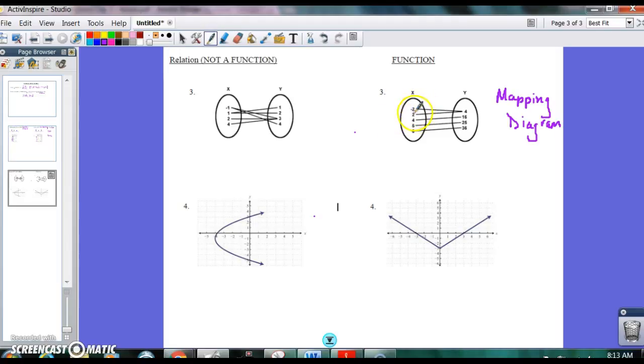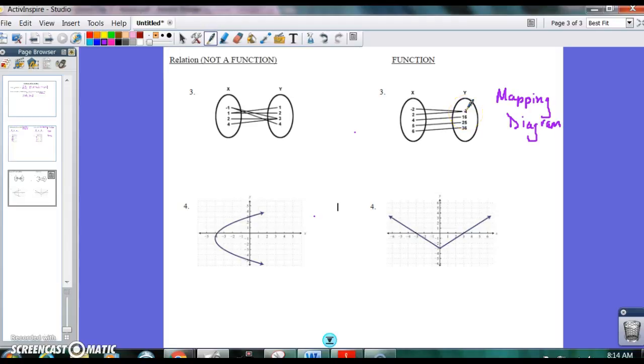If you look over here on the right, each of my x values only has one line coming out of it. Okay, so -2 is only corresponding to 4. 2 is only corresponding to 4. 4 is only corresponding to 16. 5 is only corresponding to 25. 6 is only corresponding to 36. So this is a function because each of my x values only corresponds to one y.